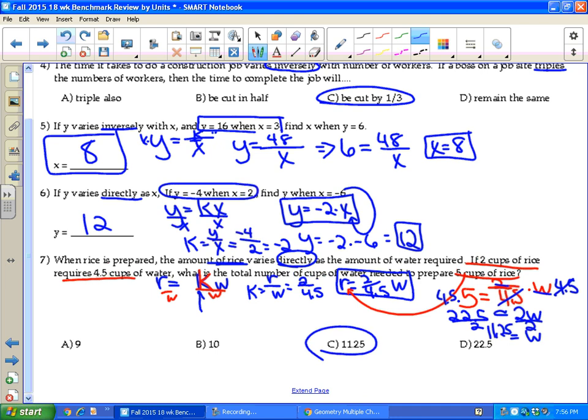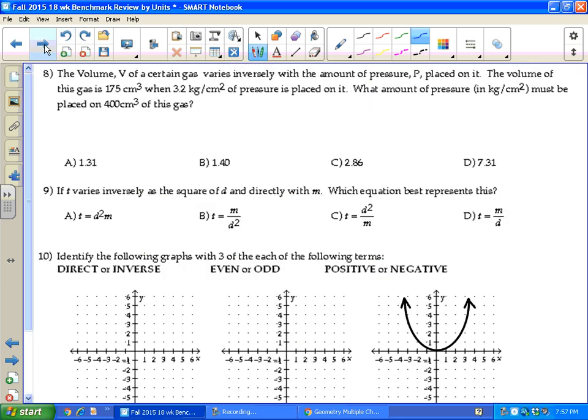This is a question I actually got off of a state exam, not my question. So you can see how they sometimes can be rather challenging. The volume V of a certain gas varies inversely. So volume varies inversely with the amount of pressure. So I'm talking about volume inversely, so P goes on the bottom and constant K on top. I'm going to have to multiply the V number times the P number to get the constant. When I multiply 175 times 3.2, I end up getting 560 as my constant. So now I'm going to say the volume is 560 divided by the pressure.